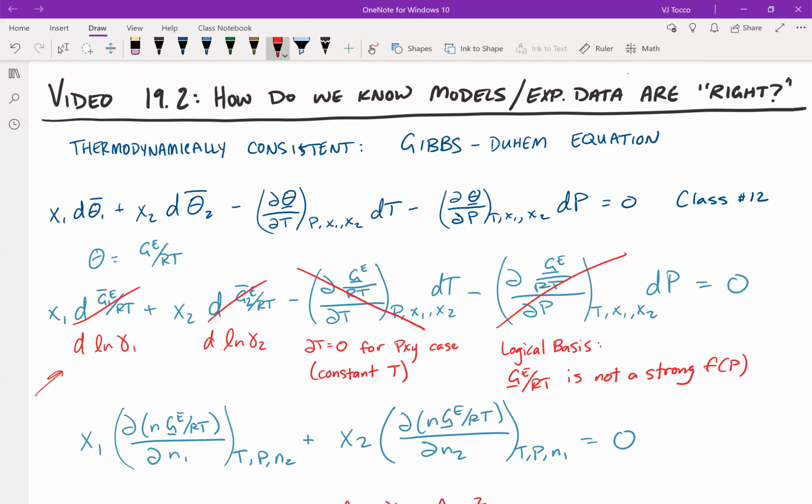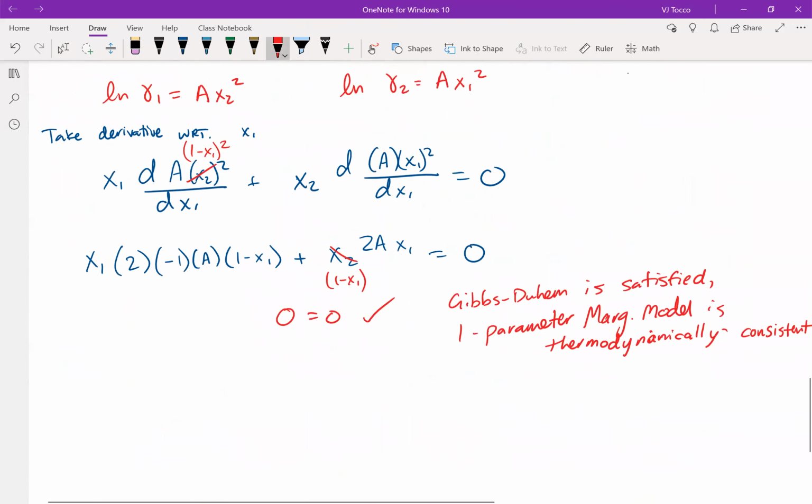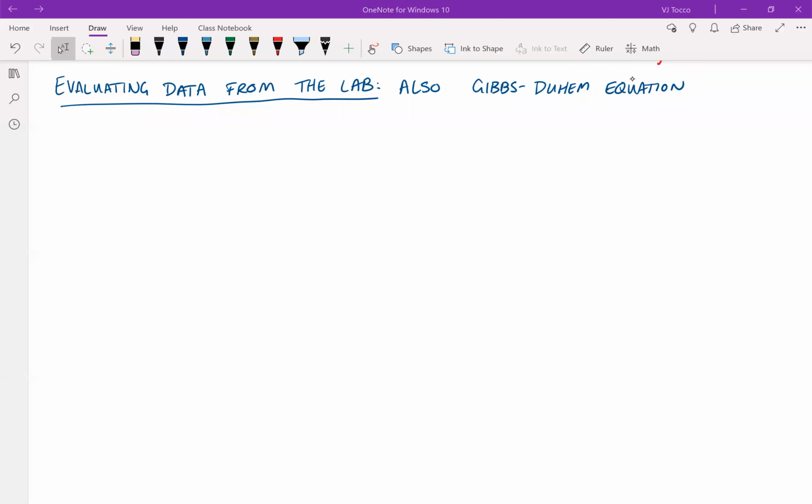So how do we go ahead and double check our experimental data? So you get something back from the lab. How would you go about checking that your experimental data is correct? And to evaluate this, we're also going to use the Gibbs-Duhem equation.